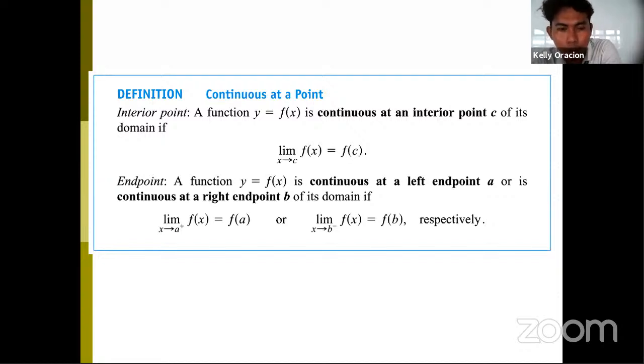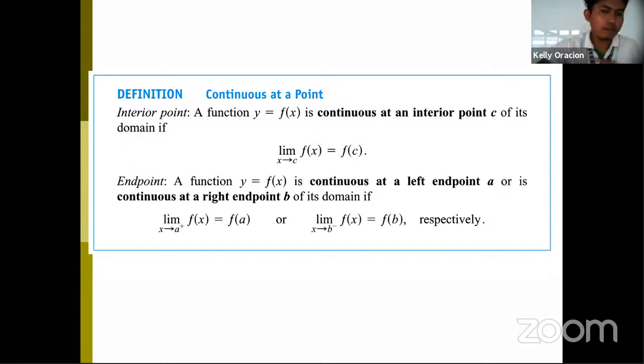Or the interior endpoint, a function y is equal to f of x is continuous at left endpoint a, or the left hand limit rather, or continuous at the right endpoint, or should I say the right hand limit, both of its domain. If parehas ang value ng ating left hand limit or the right hand limit, if parehas sila ng value sa ating function, automatically the function exists. Again, automatically the function exists.